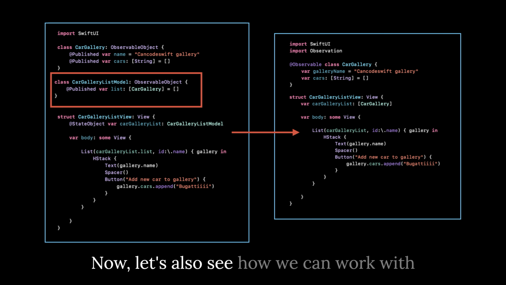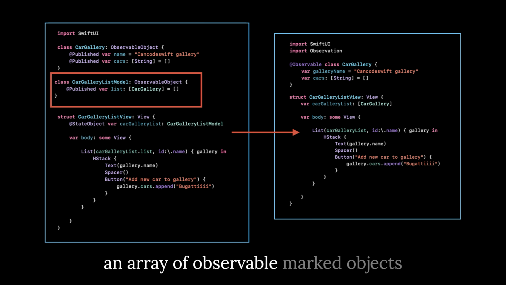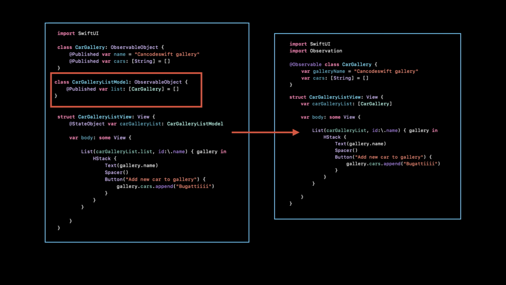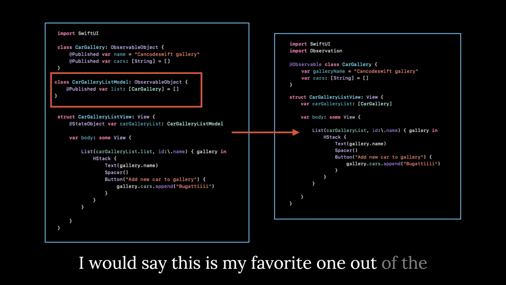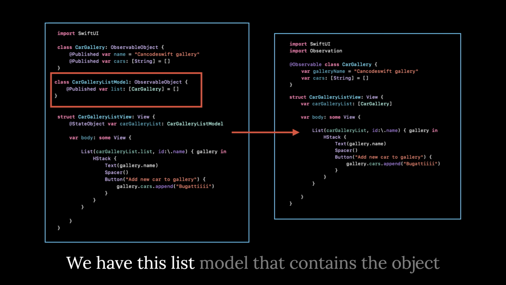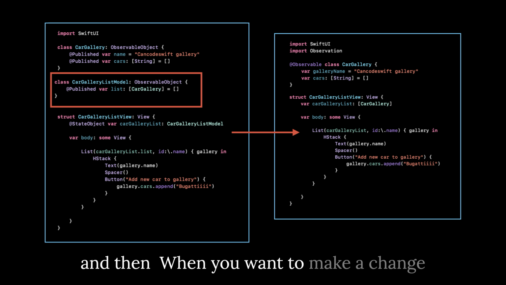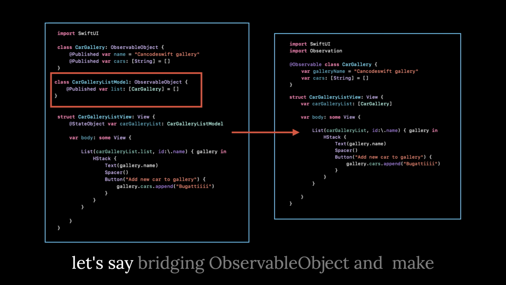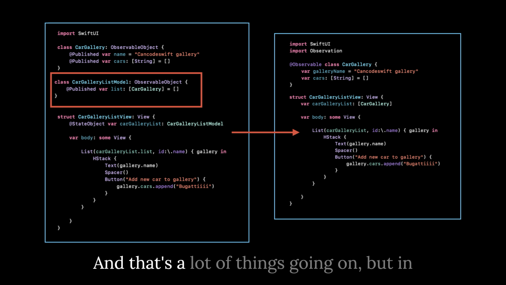Now let's also see how we can work with an array of Observable-marked objects and compare them with the old version. I would say this is my favorite one out of the whole thing because, as you can see on the left, we have this list model that contains the object, and then when you want to make a change on the object, you have to go through this, let's say, bridging ObservableObject and make the modifications from there in your view. And that's a lot of things going on.